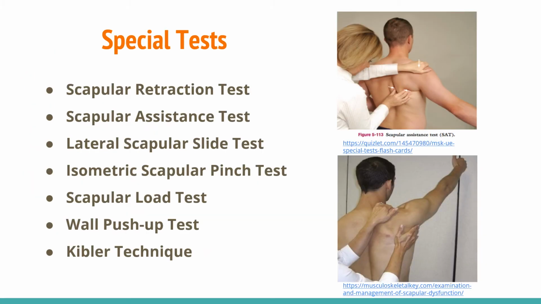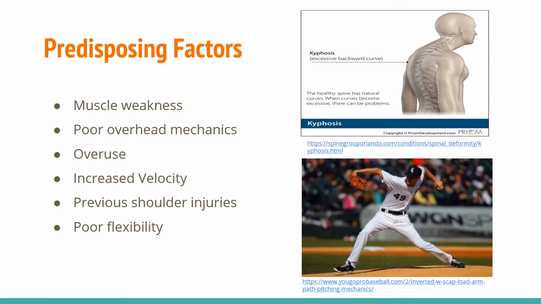Next, I'm going to talk about the special tests for scapular dyskinesis, which we will cover more and perform in class. This includes the scapular retraction, scapular assistance, lateral scapular slide, isometric scapular pinch, scapular load test, wall push-up test, and the Kibler technique. Some predisposing factors for scapular dyskinesis include incorrect body mechanics, overuse, previous injuries, kyphosis, which is the excessive backward curve of the spine, weakness of muscles, and flexibility issues.